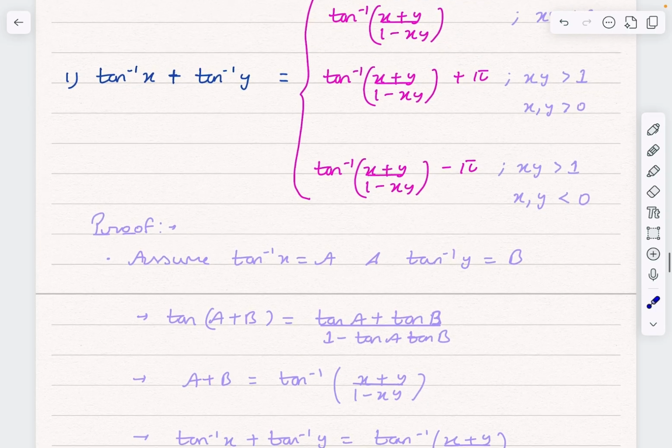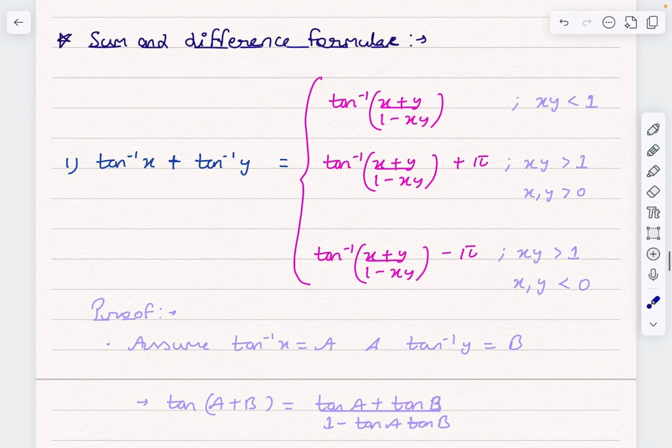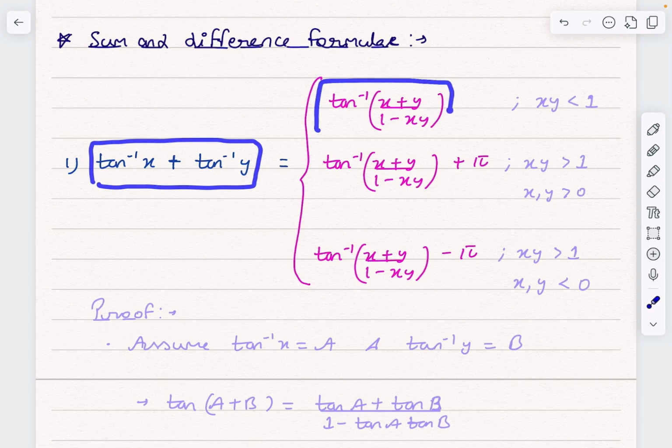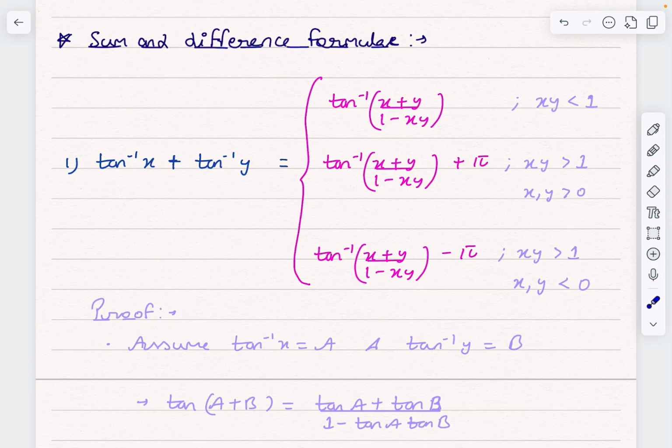When do things go abnormal? See, the denominator can mess up the things. If xy is less than 1, the denominator is positive, things are under control. Okay, we can directly say tan inverse x plus tan inverse y is tan inverse of (x plus y) by (1 minus xy). But the things will go out of control when the denominator is negative, and it will be negative when x into y is more than 1.